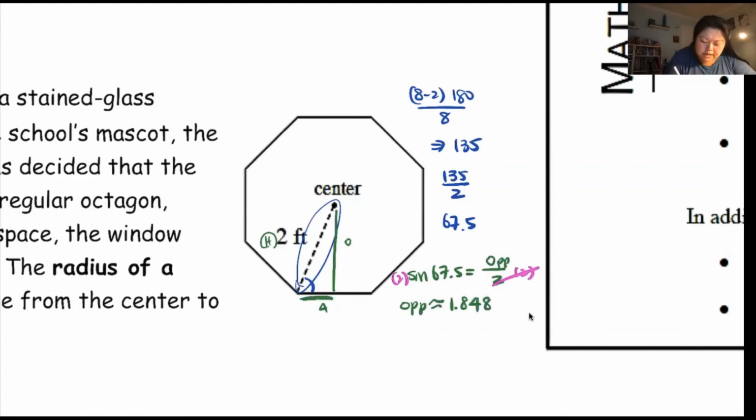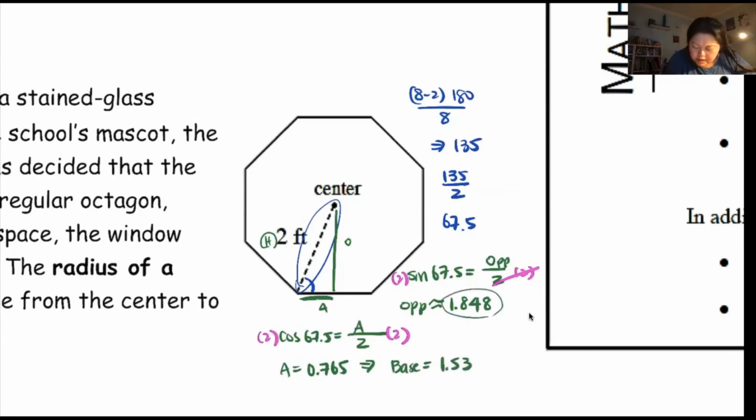And then I'm going to use cosine to figure out my bottom line there. So cosine of 67.5 equals adjacent over hypotenuse. So same step, I'm going to multiply by 2 on both sides. So my adjacent is going to be 2 times cosine of 67.5, and that would be about 0.765. Now remember, that's not my full base, so I always have to double that adjacent piece. So 0.765, if I double that, that will give me the base to be 1.53. Okay, so the height is 1.848, and the base is 1.53.